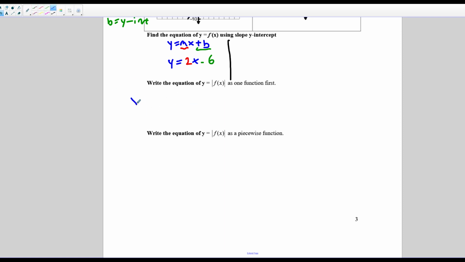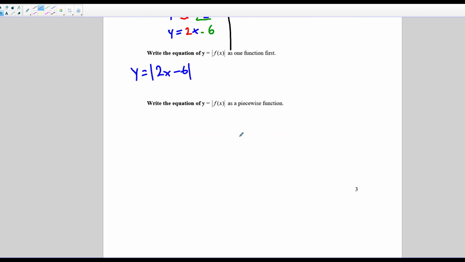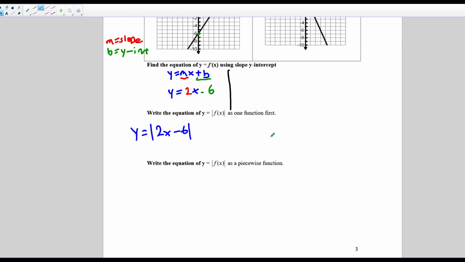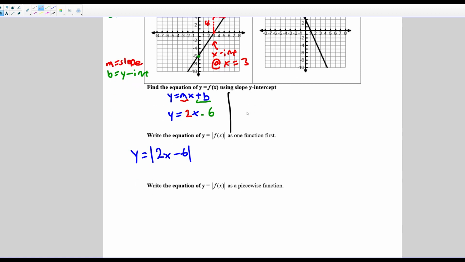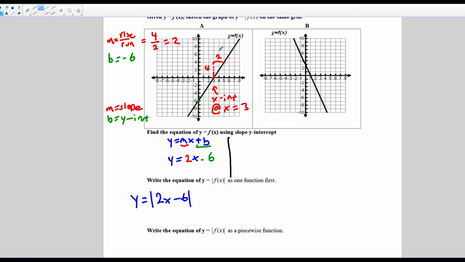So y is equal to the absolute value of 2x minus 6. Before we can actually put this piecewise function together, we're going to look at our x-intercept. Here we can see that our x-intercept is at positive 3. So x-intercept at x is equal to 3. That'll give me my two sections. I'm going to look at two distinct parts of my graph.